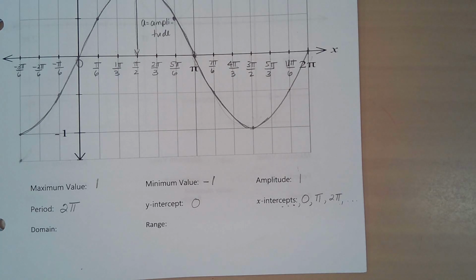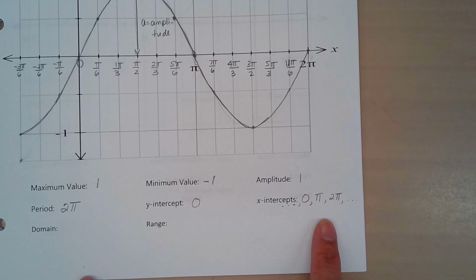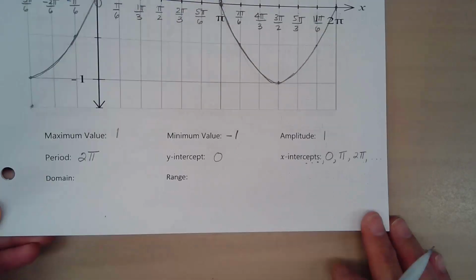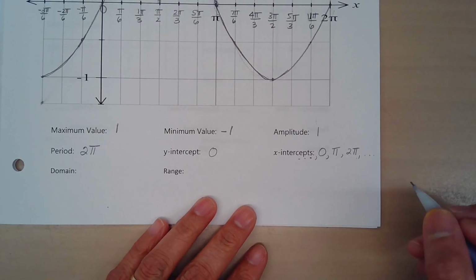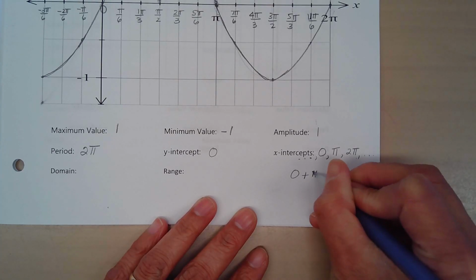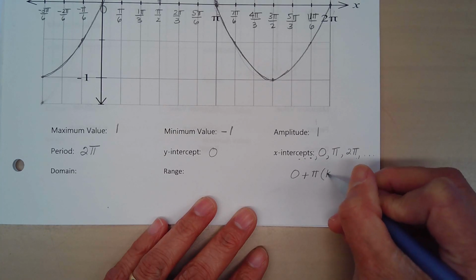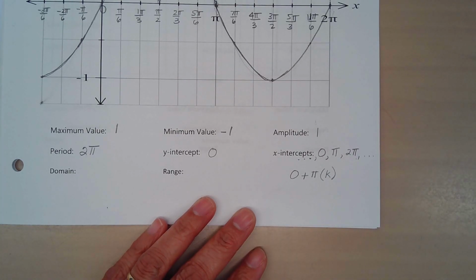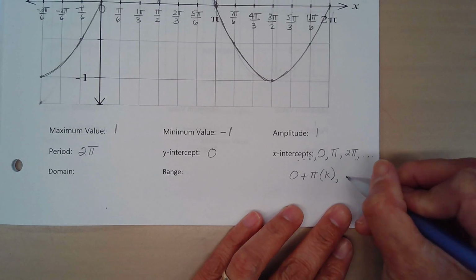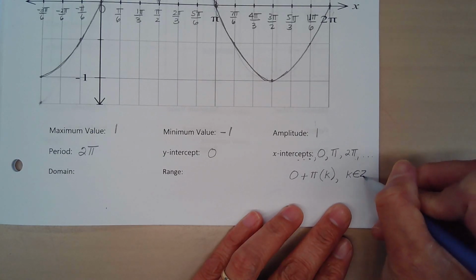Okay, that's good. Later on, we can write down the formula for this so that we can say there are going to be infinitely many. Or we can say 0 plus pi times k. And what do you think the k is? Any positive or negative integers. Any integers, right? Where k is an element of the integers.